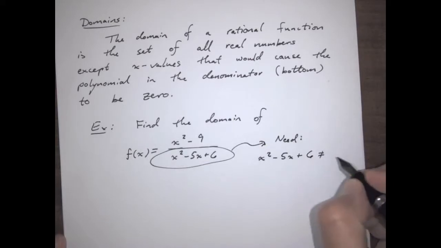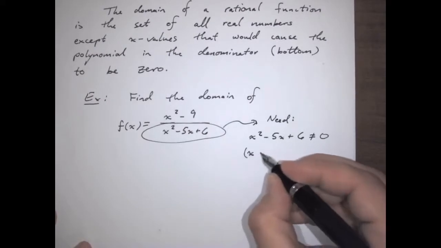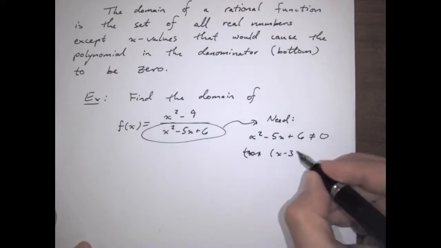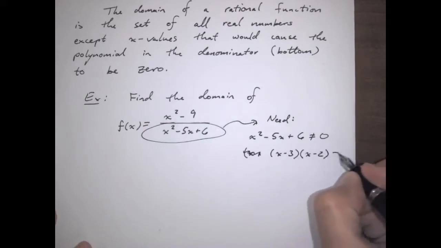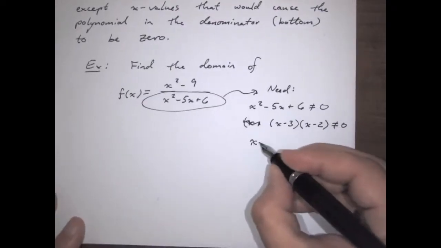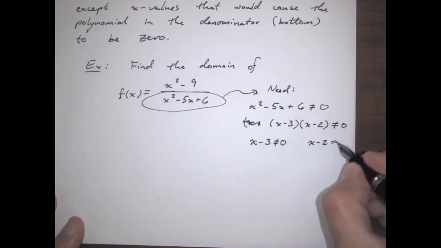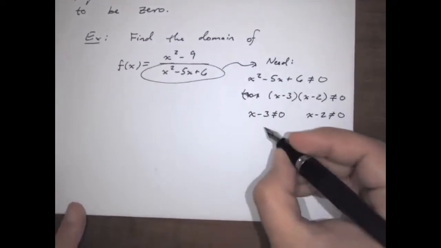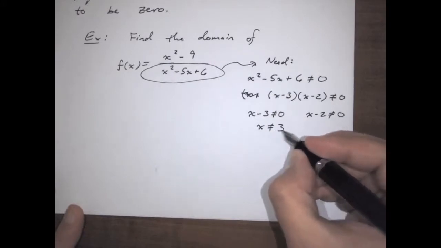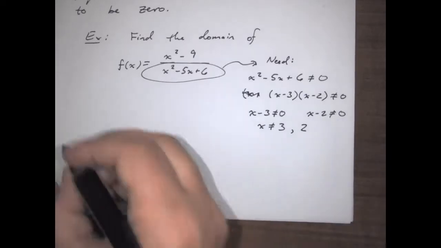We need this to not equal 0. Well, this can be factored, so it can be factored into an x minus 3 and an x minus 2. Which then leads us to x minus 3 shouldn't equal 0. x minus 2 shouldn't equal 0. Which leads to the conclusion that x can't equal 3 and x can't equal 2. And we can now just announce that as our domain.